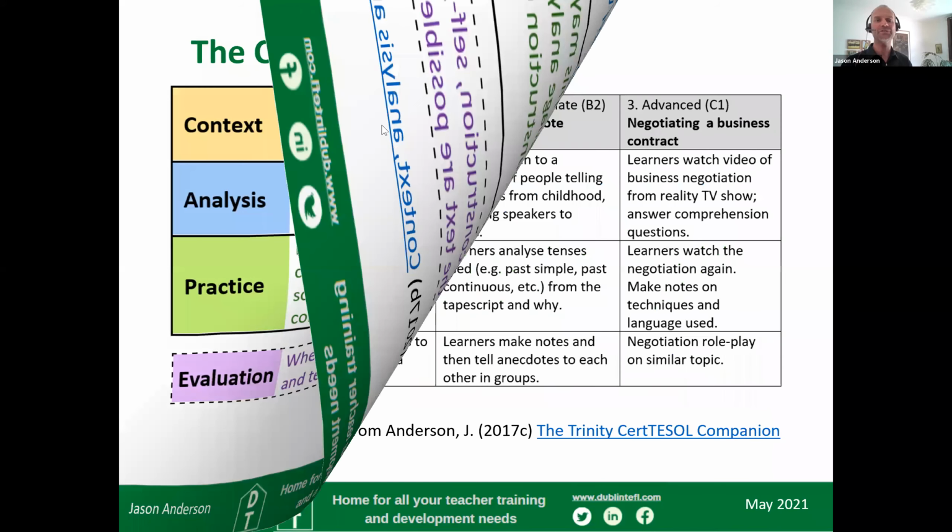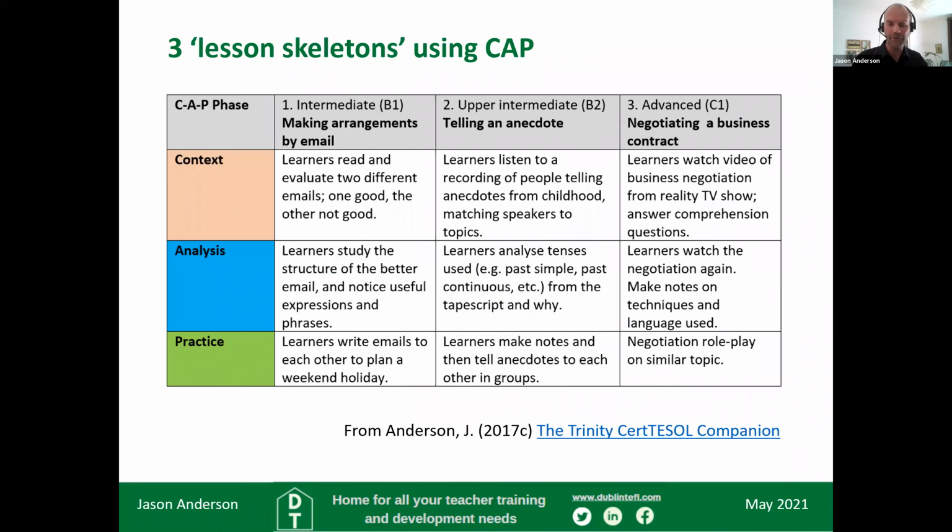And I'll just show a few very obvious examples of this from a book I wrote a few years ago called the Cert TESOL Companion for the Trinity course there. So it could be, for example, a lesson on making arrangements by email, a lesson on telling an anecdote, or a business lesson on negotiating a business contract. All 3 of those lessons could quite typically have a context analysis practice shape. And it could be, of course, the extensive text context, but there's nothing stopping us from using other types of context as well. So in the intermediate one, they may begin by reading and evaluating different emails. Then they study the structure of the better email, and then we get learners to write emails to each other. A very familiar lesson stage.